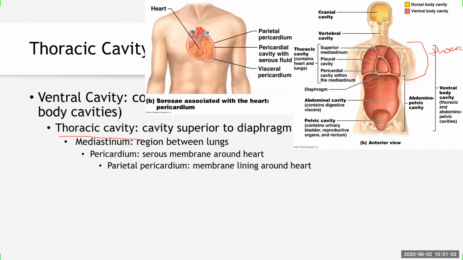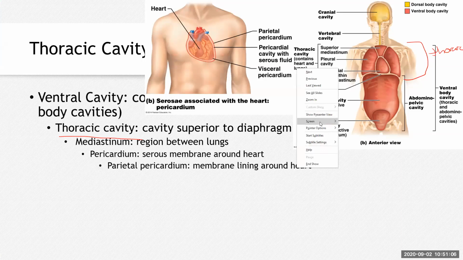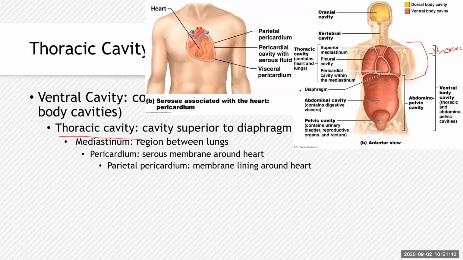in a second. But in the thoracic cavity, there are different cavities within it, or different regions in it as well. So let's take a look at these here. So first off, we have the mediastinum. Mediastinum is anything between the lungs here. So anything between the lungs is called the mediastinum.